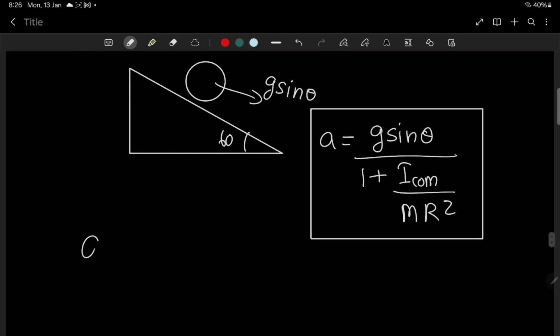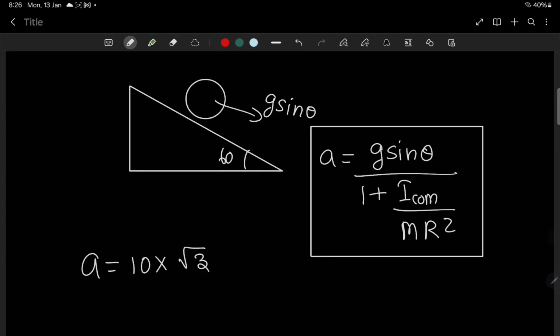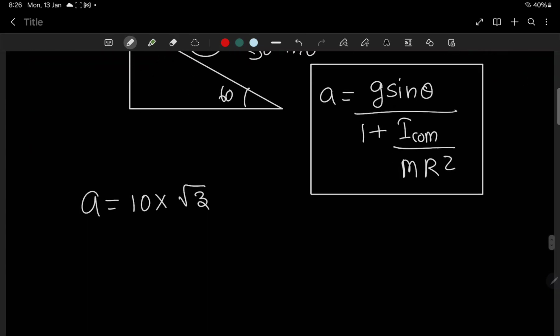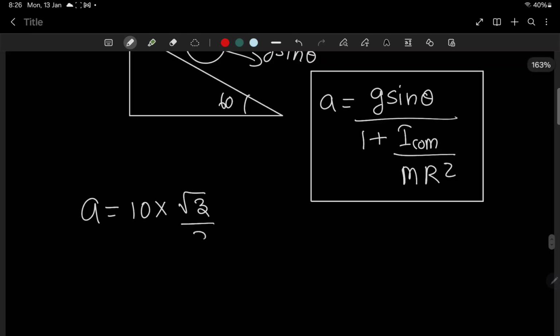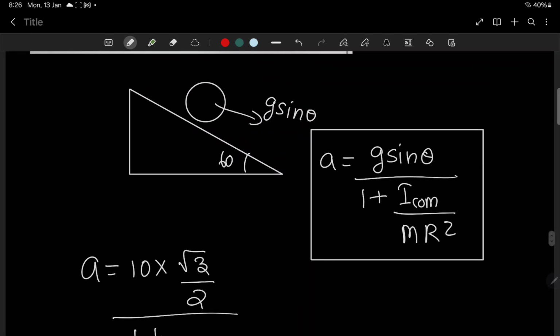Now substitute the same, that is g sin theta, g is 10 into what is sin theta? It is root 3 by 2. Root 3 by 2 by 1 plus I com of what is this thing? Cylinder. What is the I com of a cylinder?